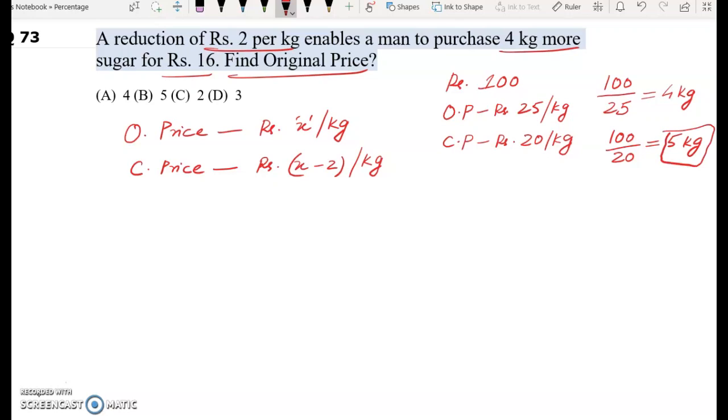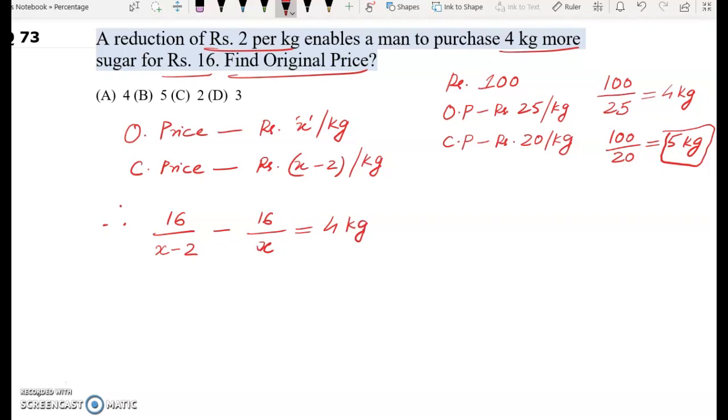Similar is the situation in this question. The man is able to purchase 4 kg more sugar for rupees 16 because of the reduction of rupees 2 per kg. So the man has rupees 16 in total. So the current consumption will be more. Current consumption will be 16 divided by X minus 2, and the original consumption will be 16 divided by X. So the current consumption is more by 4 kg.